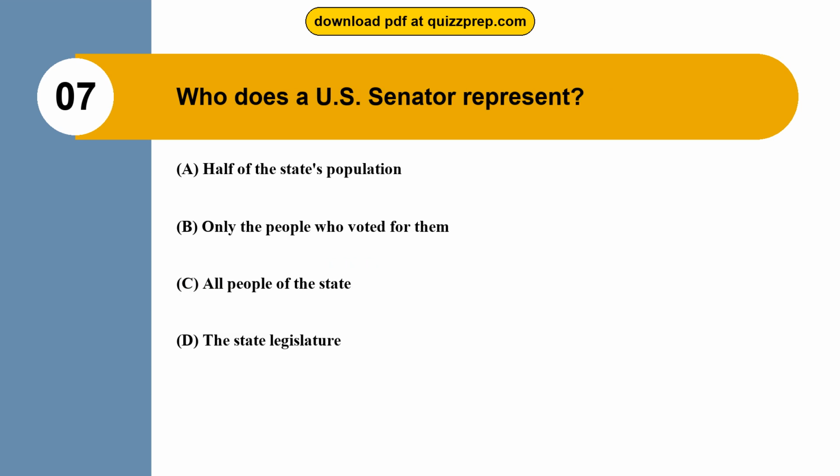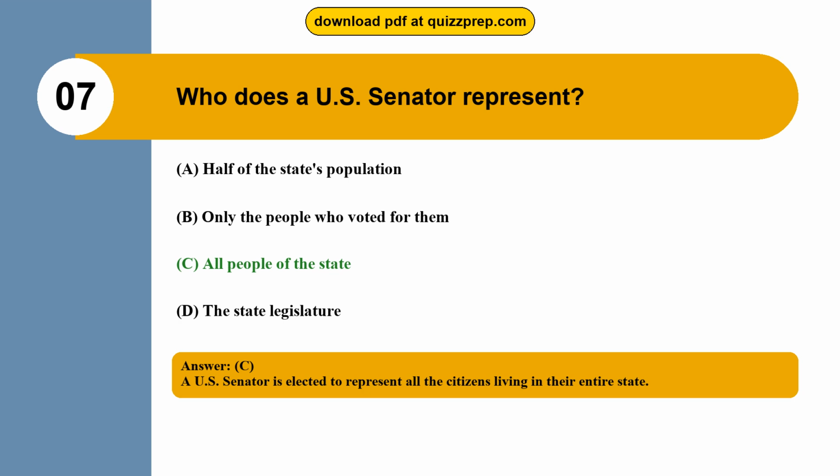Question 7. Who does a U.S. Senator represent? Option A. Half of the state's population. Option B. Only the people who voted for them. Option C. All people of the state. Option D. The state legislature. The correct answer is option C. All people of the state. A U.S. Senator is elected to represent all the citizens living in their entire state.